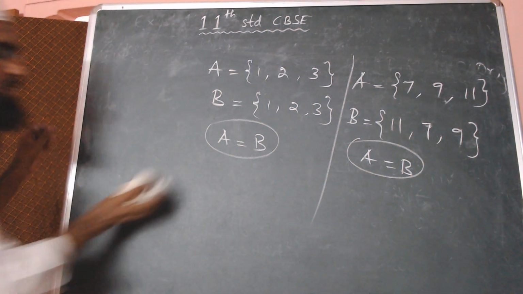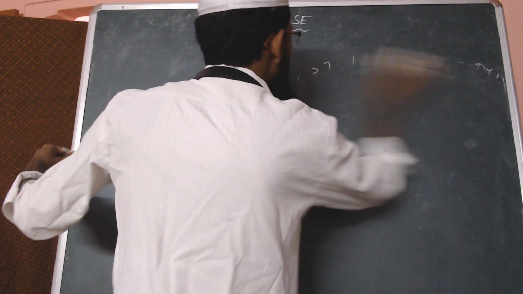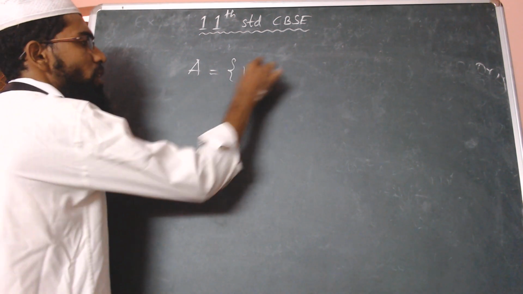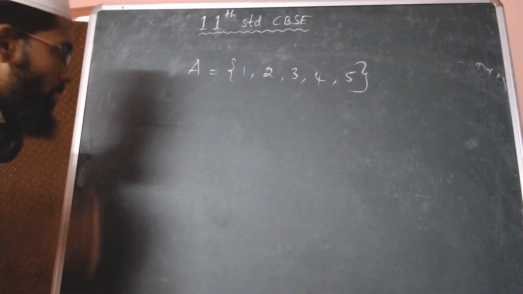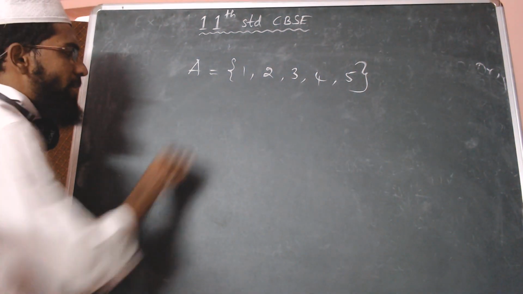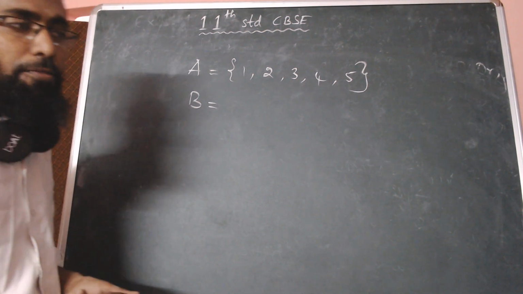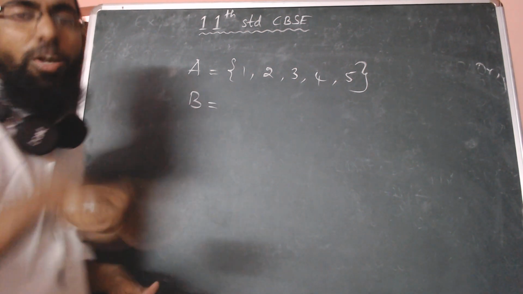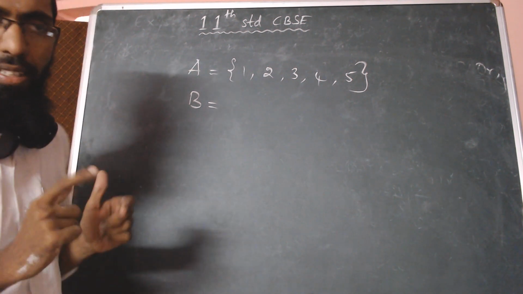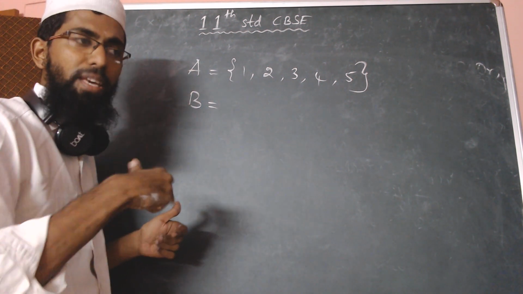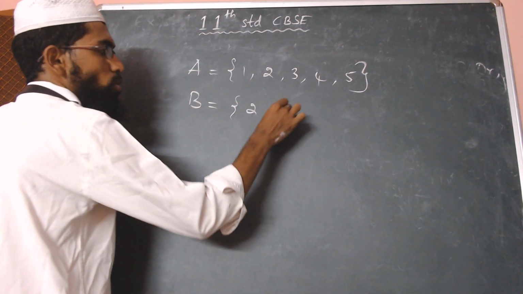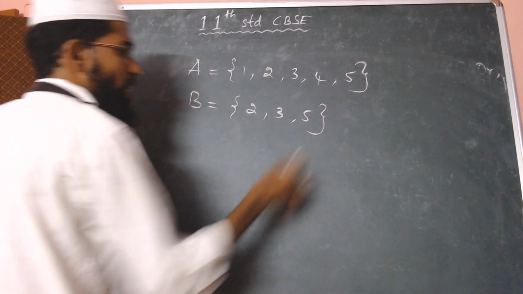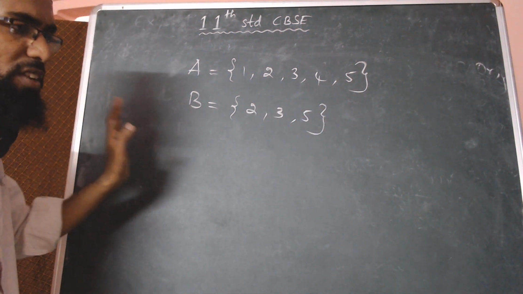Now we'll get into the next topic, which is subset of a set. Let me take a set A equal to {1, 2, 3, 4, 5}. A set B is said to be a subset of A if all the elements of B are also elements of A. Let me give you an example and explain. Let me take B equal to {2, 3, 5}. Now, whether B is a subset of A or not, we'll check it.